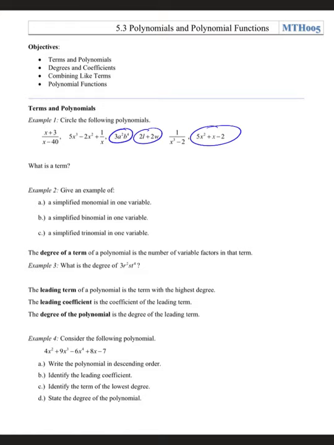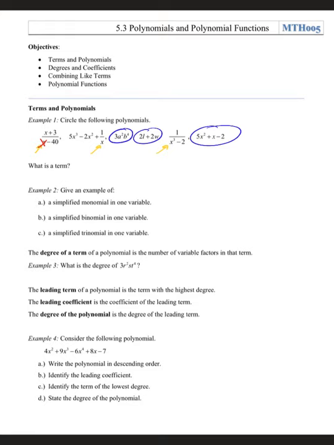Okay, when you look at these, you'll notice that none of these have fractions where we have variables in a denominator. That's a big no-no. So when we see this variable there, the variable there, and the variable there, that causes these to not be polynomials. Now, if this x wasn't here and it was just a negative 40, then that would be considered a polynomial.